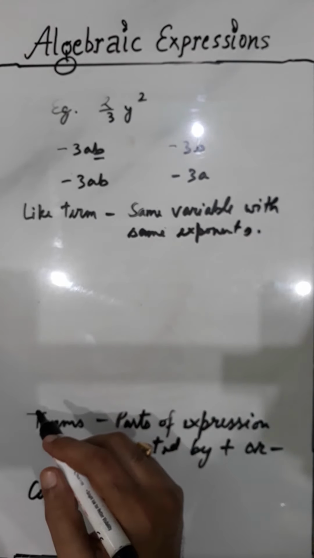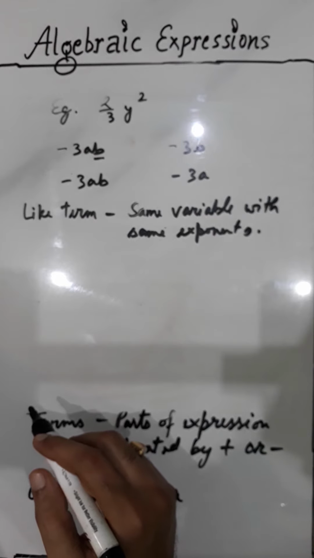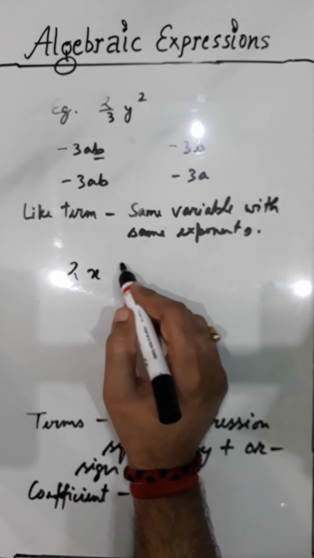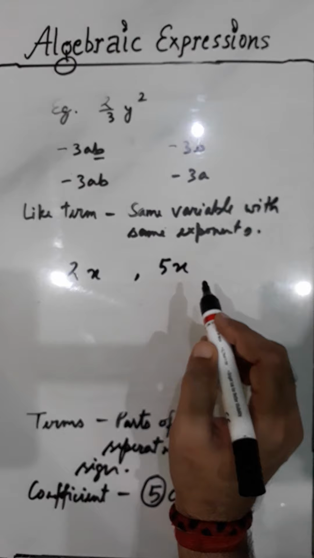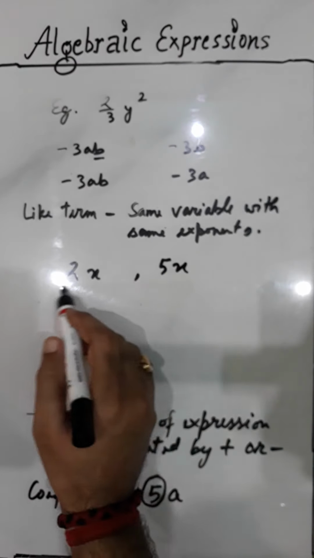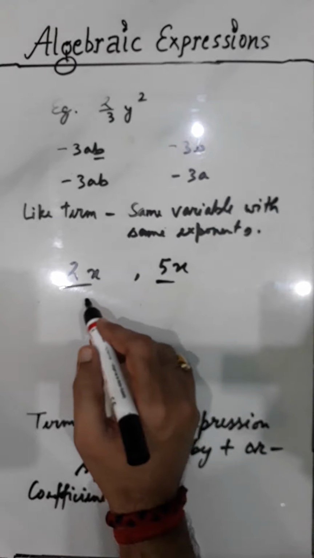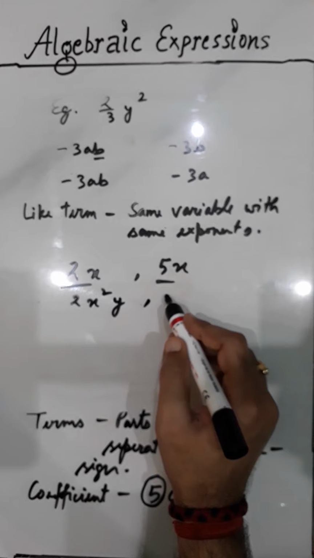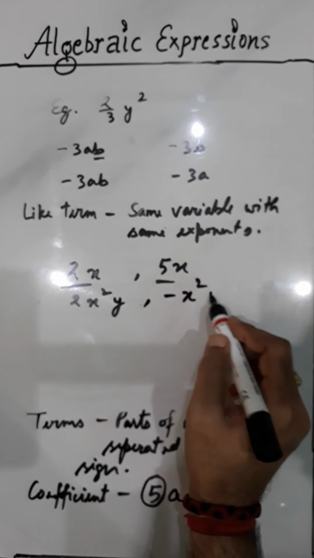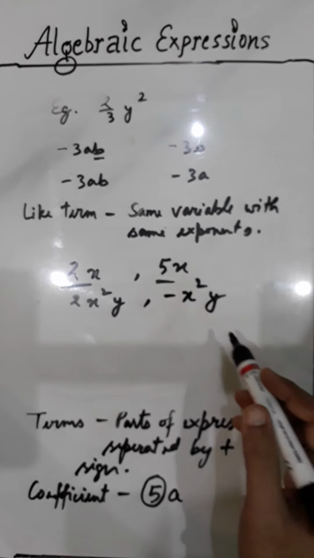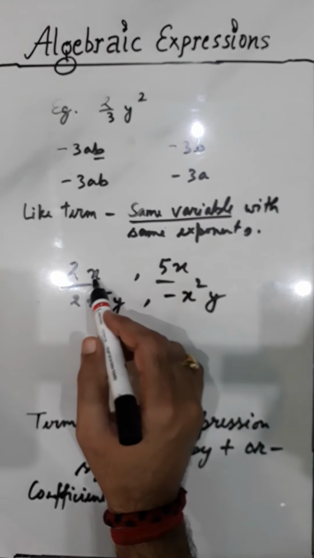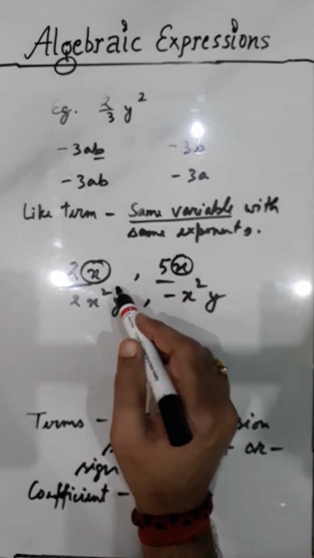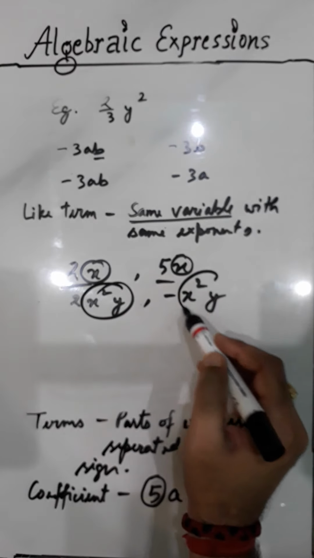Let's see with an example. Say if I take 2x and if I take 5x, then they both are like terms. If I take 2x square y and minus x square y, they are like terms. Why? Because they have the same variables. If over here it is x, here also it is x. In another example, if it is x square y, here also it is x square y.